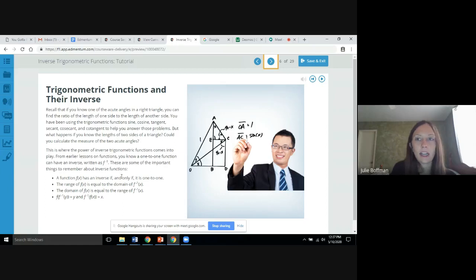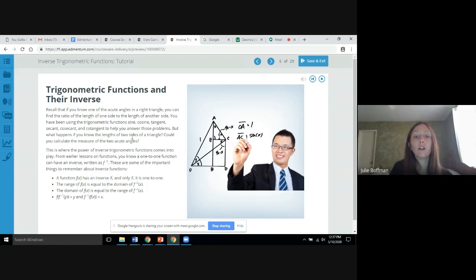So this slide 6 is just reviewing inverse functions. So if you read this, it says, recall that if you know one of the acute angles in a right triangle, you can find the ratio of the length of one side to the length of the other. You've been using trig functions, all your trig functions, to answer those problems, right? We know sine of 40 degrees equals opposite over hypotenuse, using whatever triangle they give you. So that's what that's talking about, using SOHCAHTOA.